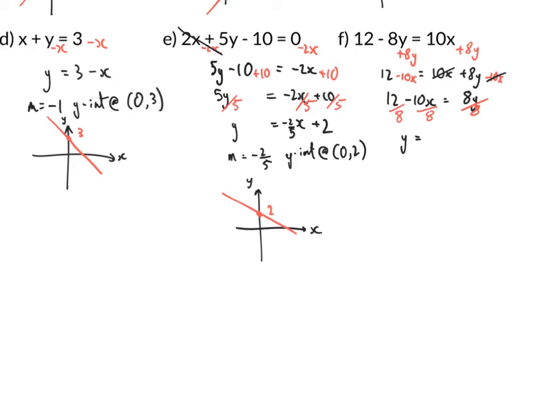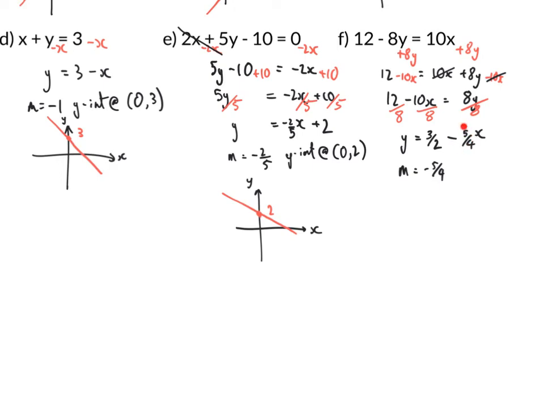12 divided by 8. Right, that doesn't go, but we can simplify this fraction. I can divide the top and bottom here by 4 to give me 3 over 2. Minus 10 over 8, well 8 doesn't go into 10 exactly, but I can still simplify this fraction by dividing the top and bottom by 2, and that'll give me 5 over 4x. So my gradient is negative 5 over 4.